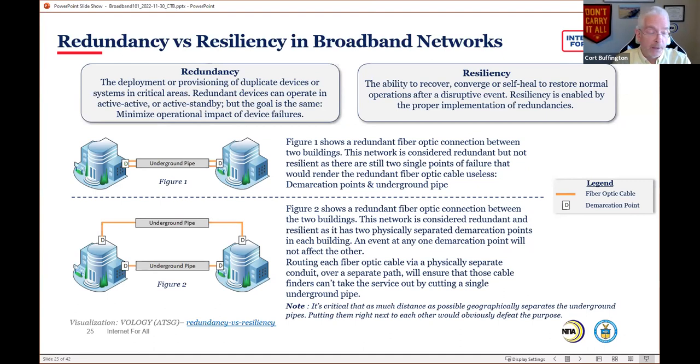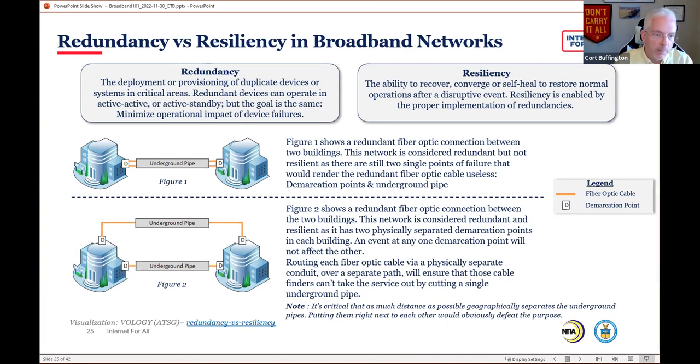So in this case, what do we have? We do have redundancy with the two fibers, but we don't have a great deal of resiliency because if something happens to the single conduit, we're going to lose both fibers. And then we still don't have resilience if something happens in the demarc room or demarc closet in one of those buildings; chances are that's going to affect both of the connections. So again, redundancy without resilience.